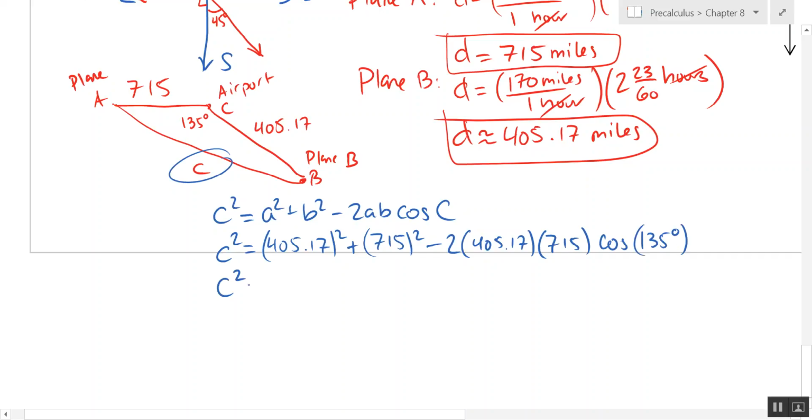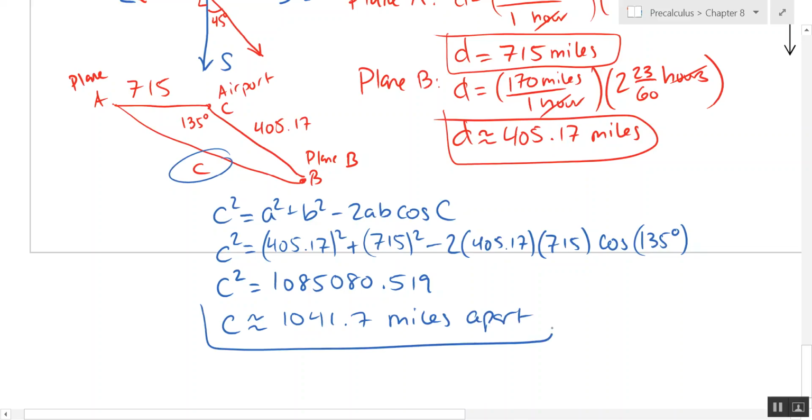And this gives us, if you type this in on a calculator, a rather large number: 1,085,080 and 519 thousandths. And if we square root both sides, we get a value for C. It's approximately equal to 1041.7 miles apart. And that is the distance between the two planes after that 2 hours and 23 minutes.